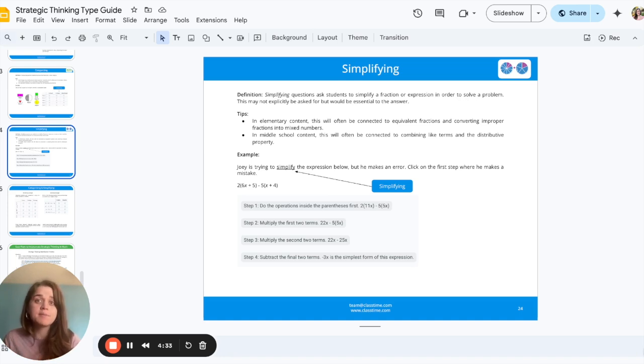We're going to look at two examples. We'll look at a 4th grade example and an 8th grade example. Feel free to pause the video if you want to do your own analysis before I tell you why the question demands simplifying, and we'll go ahead and jump into it.